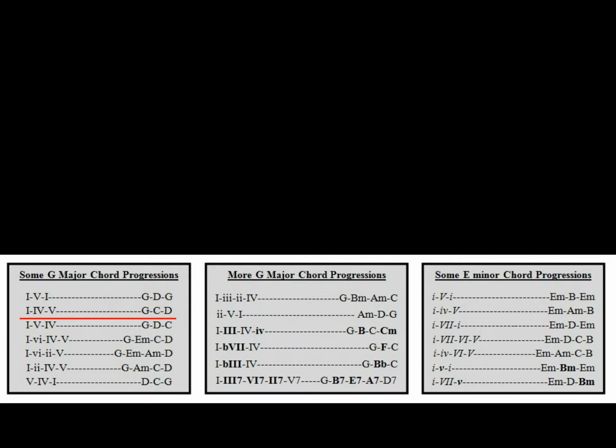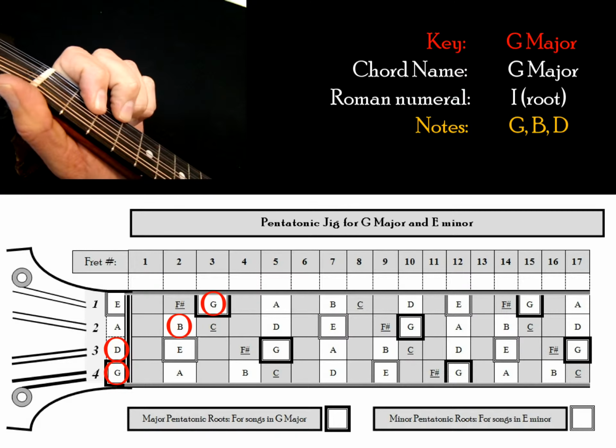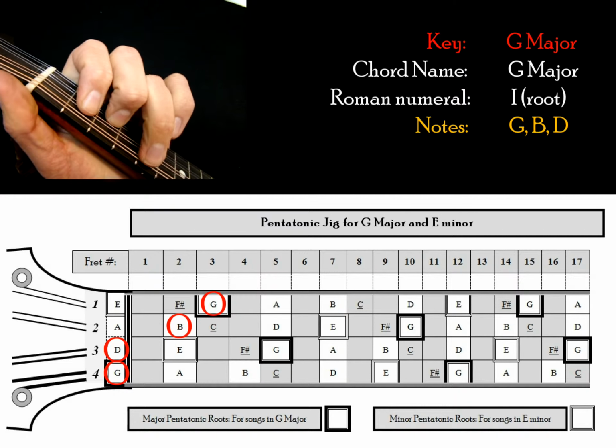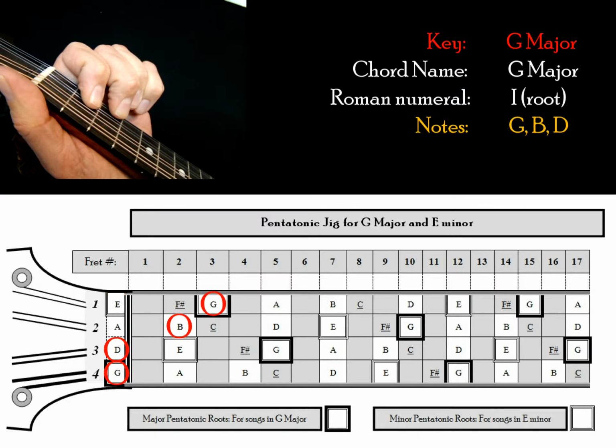If we look down at the 1-4-5 box below on the chord progressions boxes, you can see a 1-4-5 progression would be G major, C major, D major. Let's see what that would look like on a mandolin. Here's G major, C major, D major, G major.